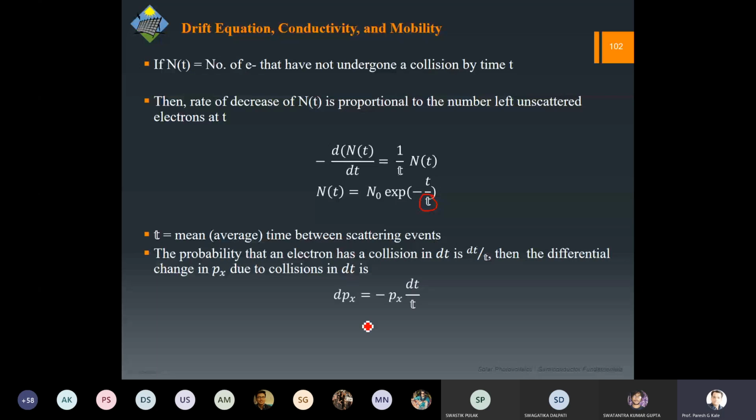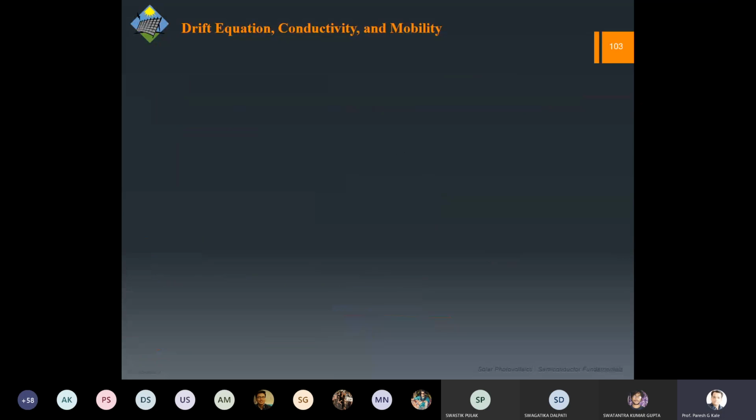So then you can define the acceleration over here. You substitute these values, where n is the electron concentration, and you can find out the probability that there will be a collision in a particular average time. Then this is the average momentum that you have obtained. You have obtained the individual momentum.